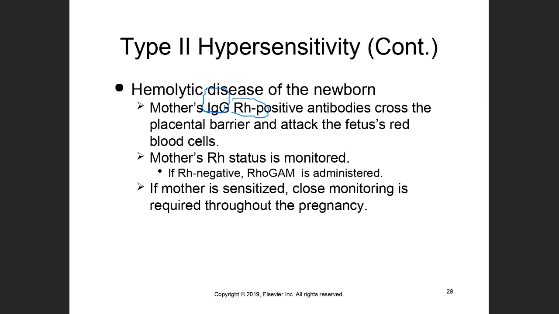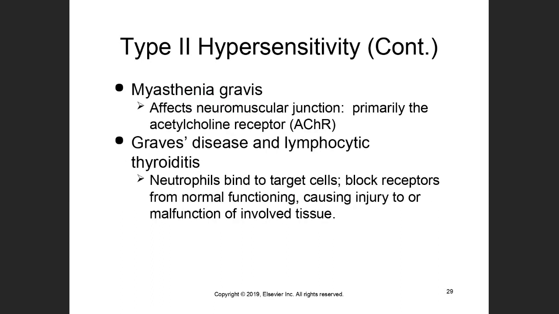This is the treatment, it is RhoGAM. You give the RhoGAM in the first pregnancy. After they finish the first pregnancy, you give the RhoGAM. RhoGAM is given, I think, around week 30. And after the woman gives birth, we also give another dose. This is an example of type 2 hypersensitivity.